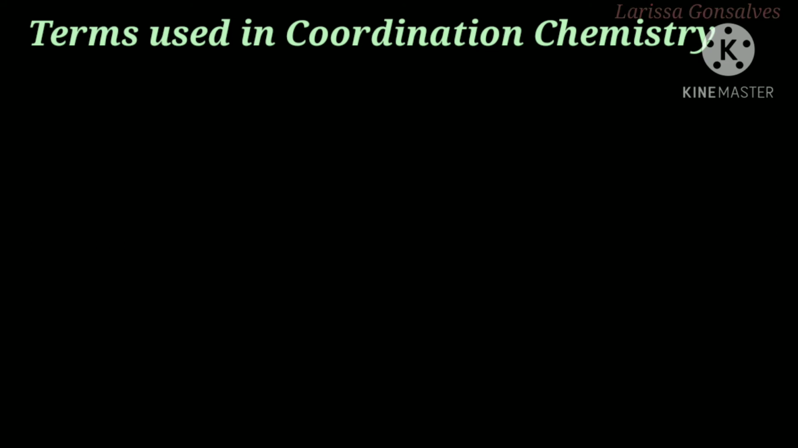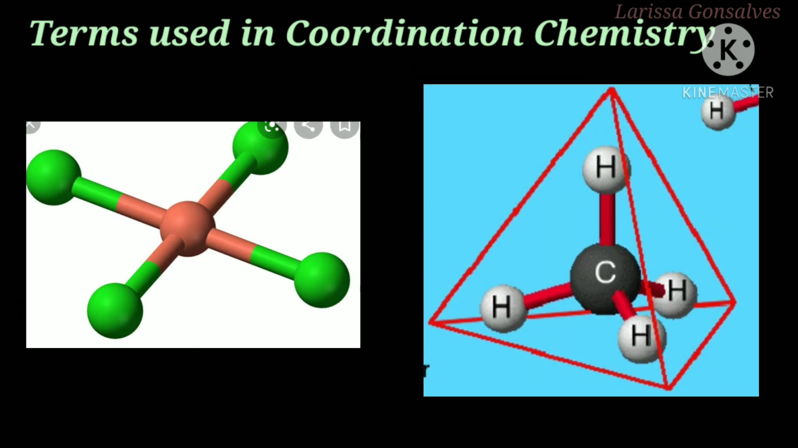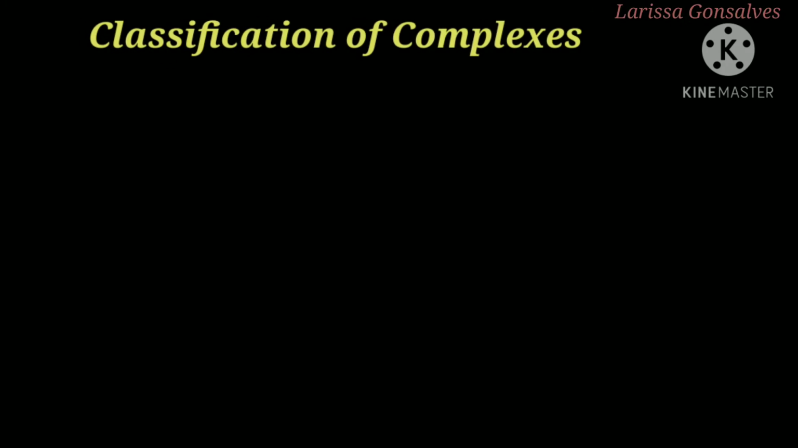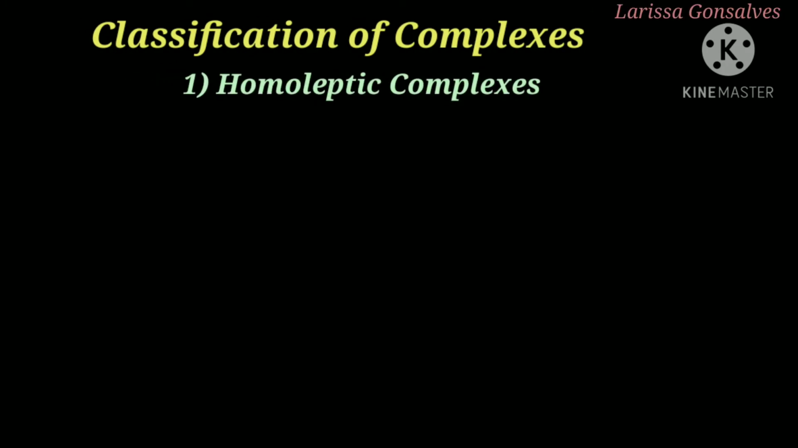If 4 ligands are attached to the central metal ion, or if the coordination number is 4, then the coordination complex will have a square planar or a tetrahedral structure. Next topic is regarding the classification of complexes. First are the homoleptic complexes.